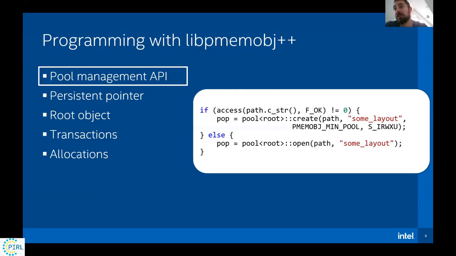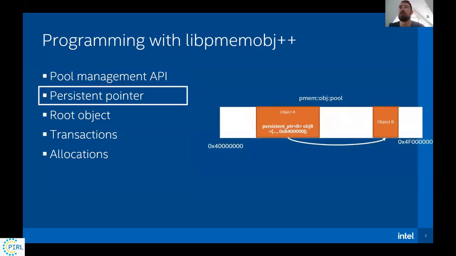This means msync when DAX is not supported. It also works seamlessly for DevDAX devices. The pool is a class template where the template parameter is the type of the root object. It supports basic operations like open, for opening an existing libpmemobj pool, create, close, and root. The root method returns a persistent pointer to a root object associated with a pool, but I will talk about root objects later on. Let me now move to the persistent pointer.